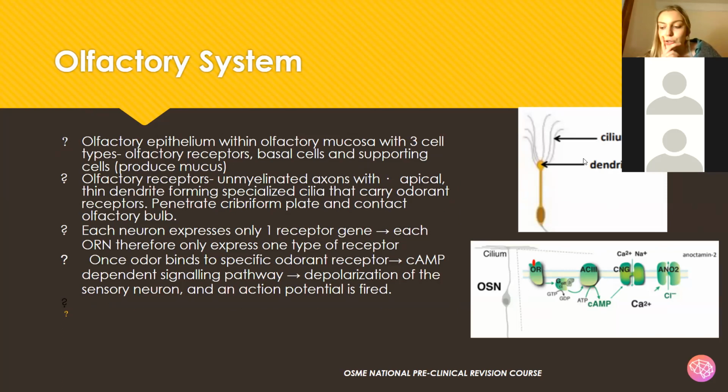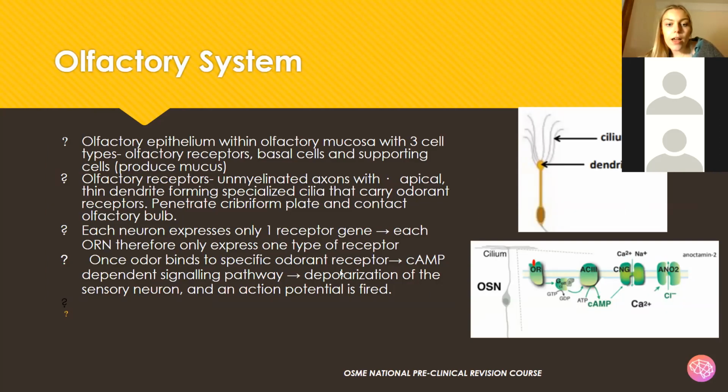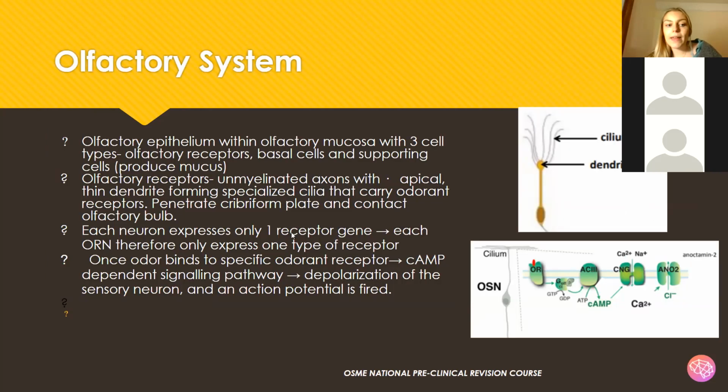So these are true neurons. They're unmyelinated axons with apical thin dendrites, and they form these specialized cilia. You can see this one cilium at the top there, which carry odorant receptors, and they penetrate the cribriform plate there, and they contact the olfactory bulb. You can see that. And these are continually regenerated every 4 to 8 weeks.